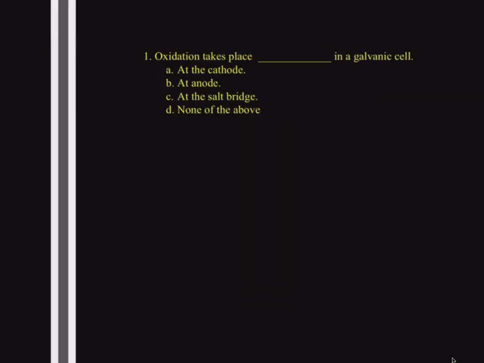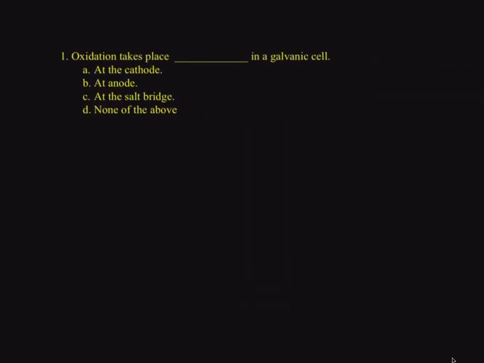So this is the walkthrough for the practice test on oxidation-reduction reactions. Where does oxidation take place? It takes place at the anode.